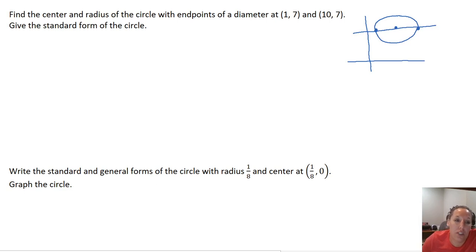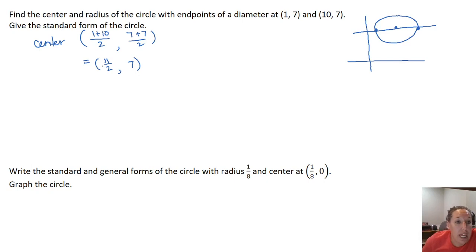The center, of course, is going to be the point, as I just said, halfway in between those. So that's going to be the midpoint. And remember, the midpoint formula is we are going to add the x values and divide by 2. We're going to average the x values and we're going to average the y values. And so 1 plus 10 is 11 over 2. And then 7 plus 7 is 14 over 2, which is 7. So that's going to be our center, and our radius is going to be the distance between those 2 points.